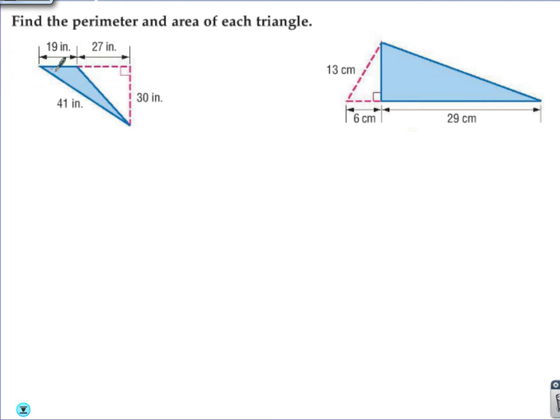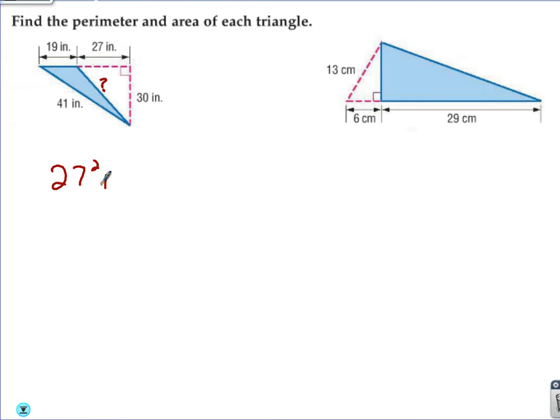Pythagorean theorem. You're dealing with 19, 41. We're missing the side here, question mark. Pythagorean theorem, 27 and 30. Let's take that 27 and 30, which are legs. Divide by 3, that'd be 9, 10. That's not a triple, right? So we're actually going to have to use Pythagorean theorem on this.